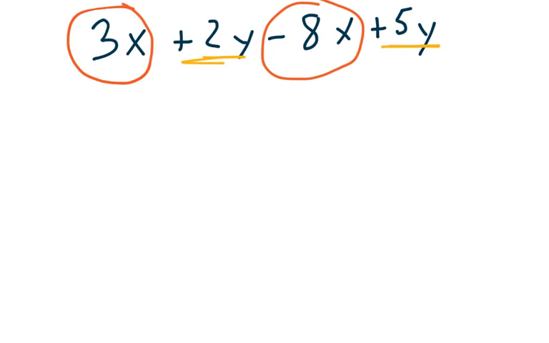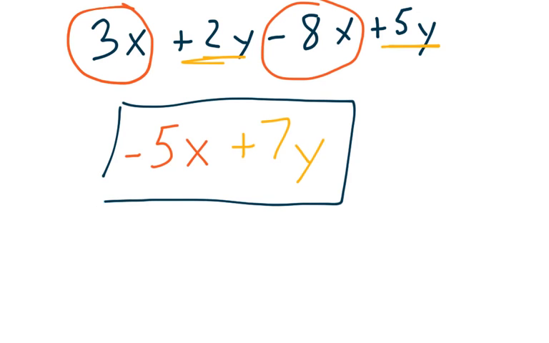And essentially when we combine those we can say, okay, 3x minus 8x is negative 5x, and 2y plus 5y is 7y, and this would be our answer. There's no equal sign, nothing else for us to solve, so that's all we wanted to do. Now I think most of you are pretty good looking at that.